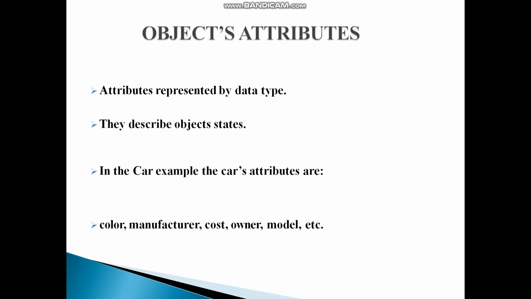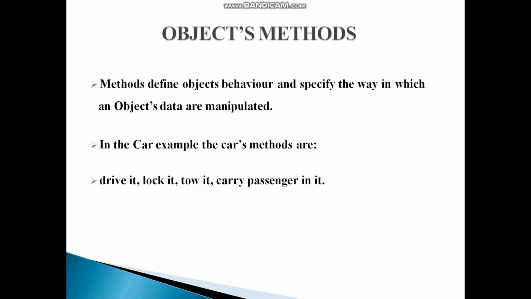Object attributes. Attributes are represented by a data type. They describe the object state. In the car example, car is the object. It consists of some attributes: car color, manufacturer, cost, owner, and model. And this car consists of some methods: drive it, lock it, tow it, carry a passenger in it. Each and every object consists of the object name. Each and every class consists of a class name, its attributes, and its operations.